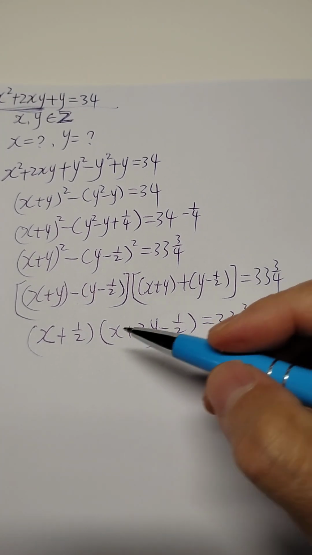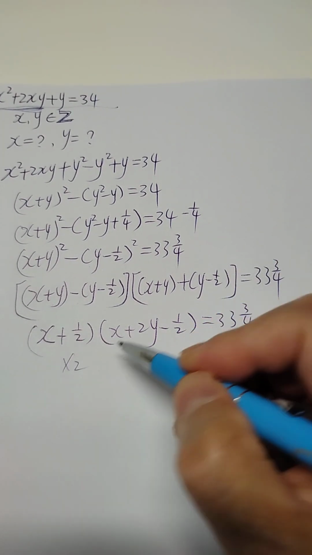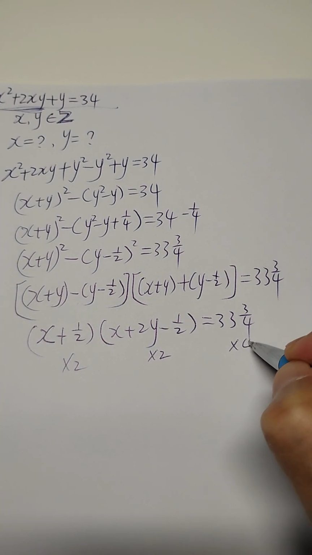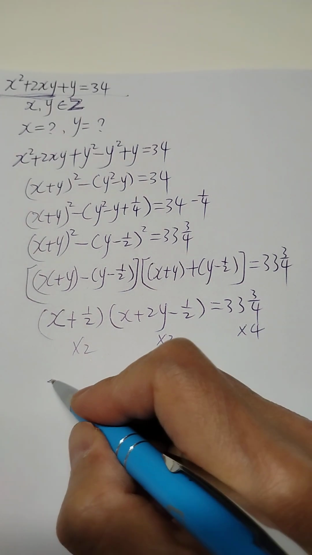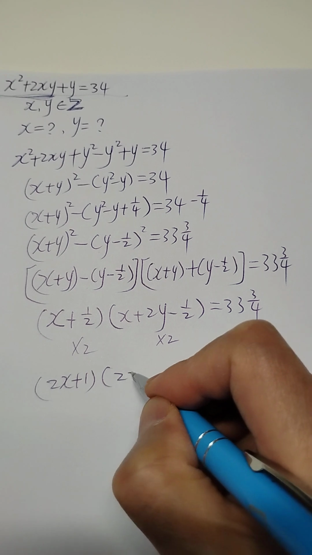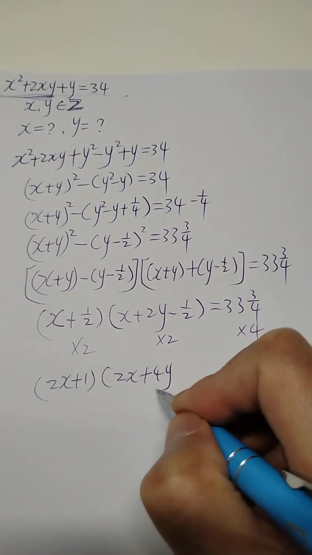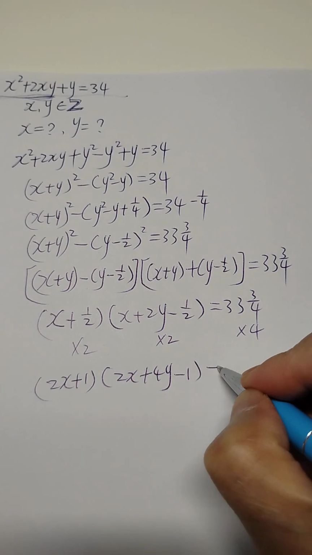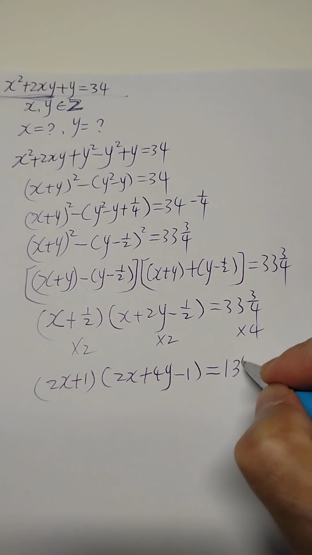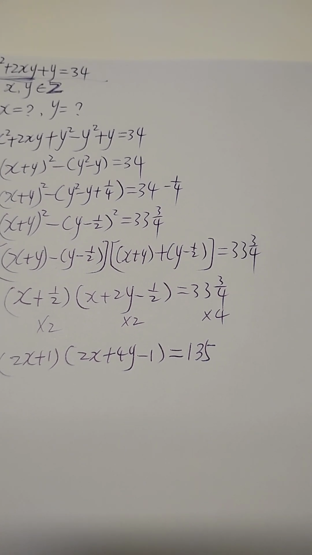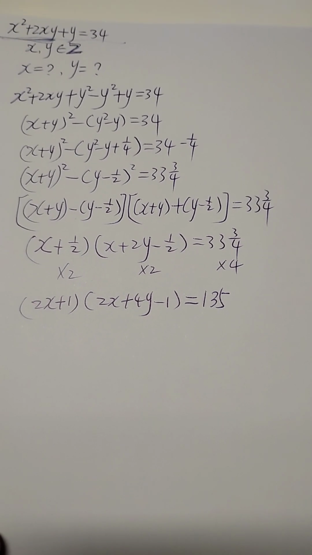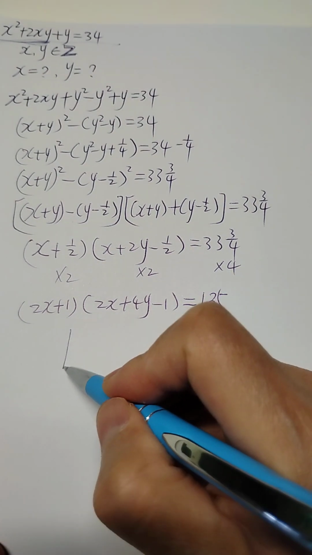To remove the fractions, we need to multiply by 2 here and by 2 here. Since we multiplied by 4 on the left side, we need to multiply by 4 on the right side. We have (2x plus 1) times (2x plus 4y minus 1) equal to 33 times 4 plus 3, which is 135. Okay, perfect. Now we need to factorize 135.